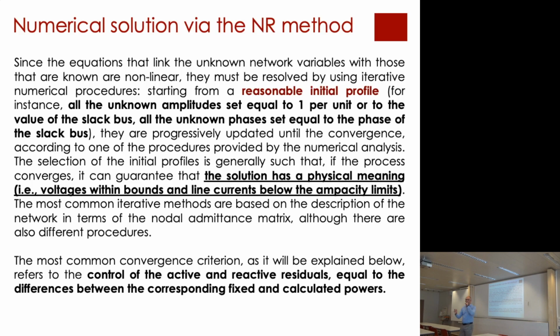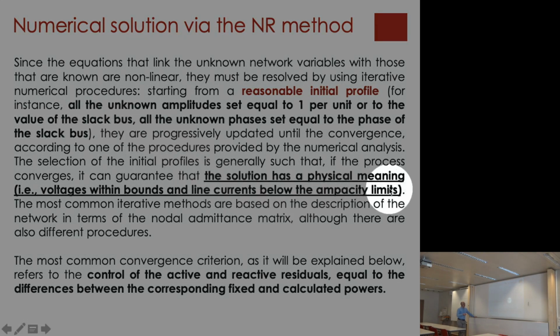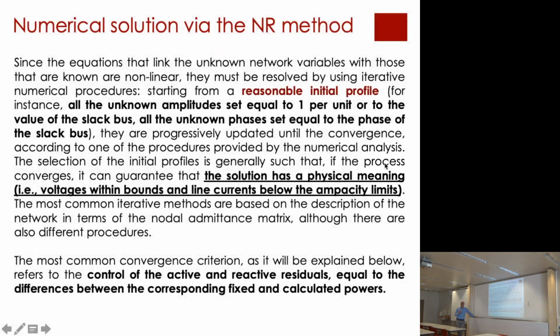Of course, as a function of these initial values, you can end up in one solution of the problem or into another one. Okay? So the tricky thing here is that the solution that you are obtaining should have a physical meaning. Physical meaning means that the voltages have to be within the bounds and the line currents have to be below the ampacity limits. If you don't have these two conditions, essentially your grid cannot work. Okay? The solution that you get has no technical meaning.